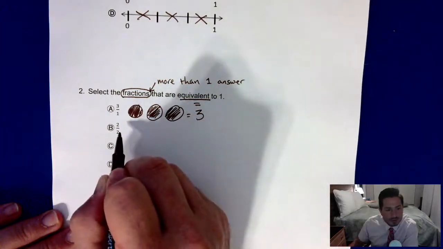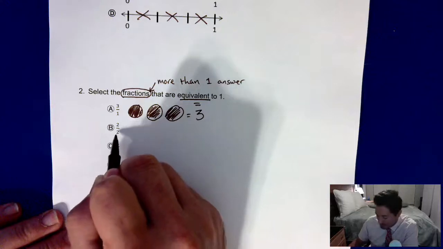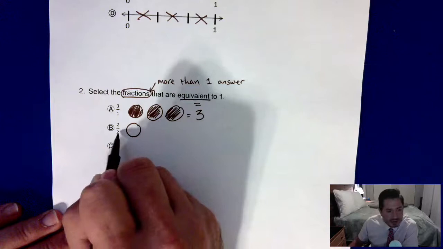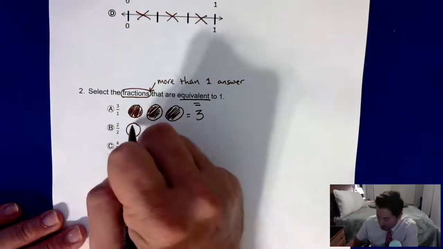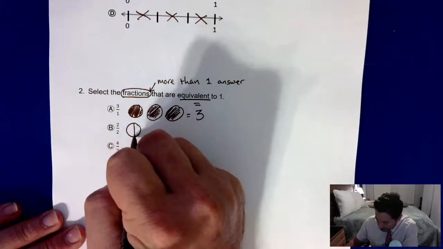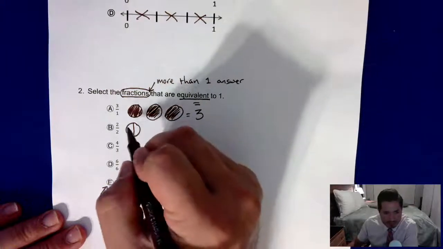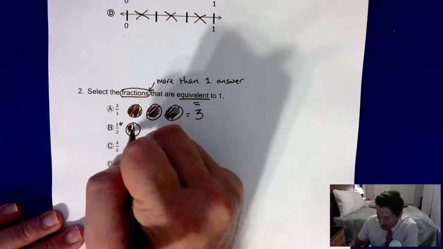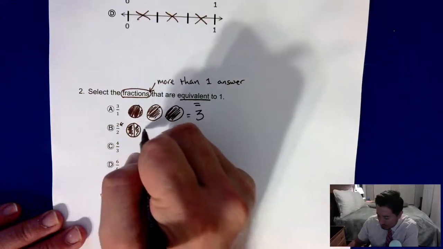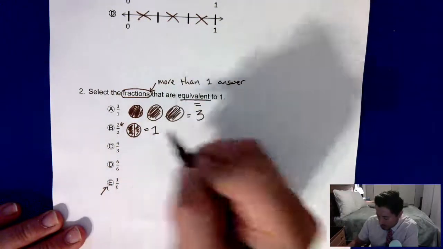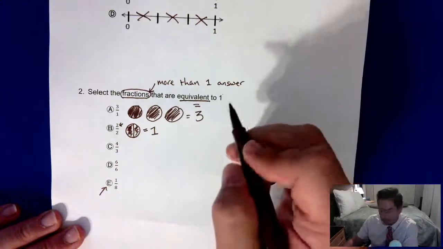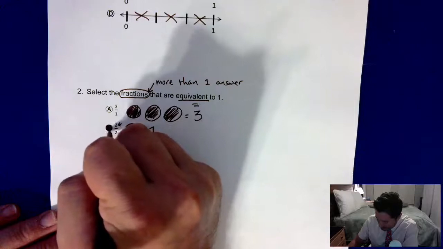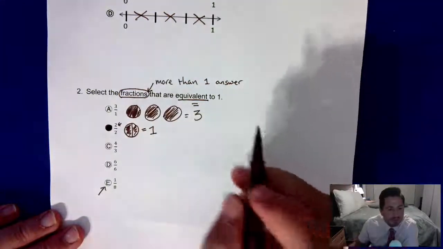So let me go to the next one. Alright. This time my denominator says 2 pieces are in a whole. So I split it in half and 2 pieces are shaded. My numerator says 1, 2. And that equals 1 whole. So that's one of them. Remember, there's more than one answer.